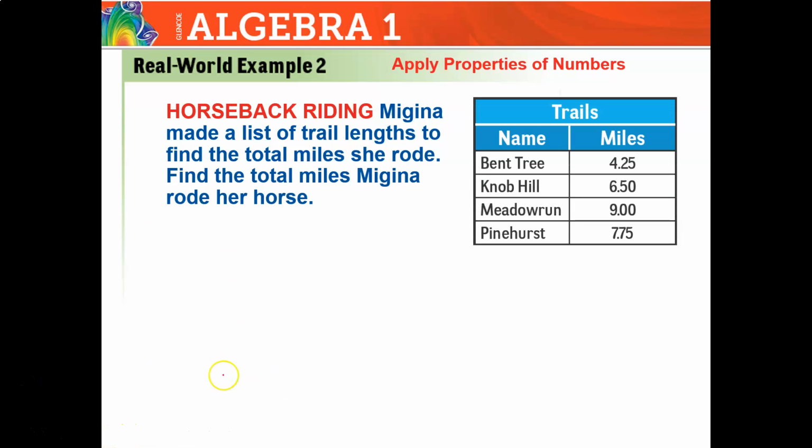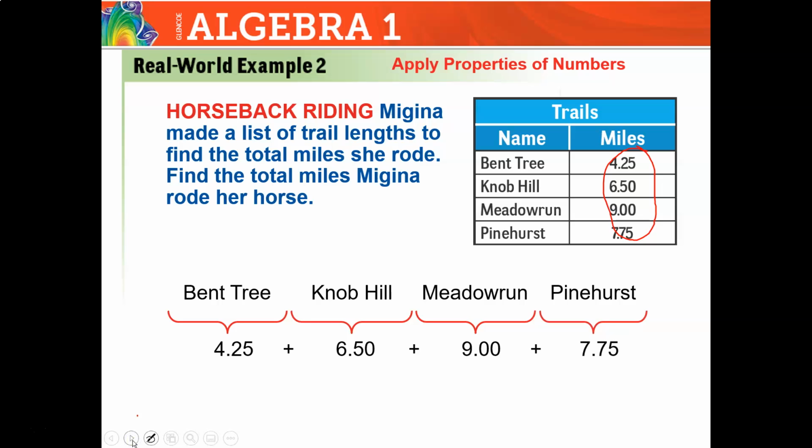Okay, so we're going to solve these problems. Magina made a list of trail lengths to find the total miles she rode. Find the total miles she rode her horse. So we're going to add all these numbers. Okay. Remember, when adding decimals, you line up the decimals.